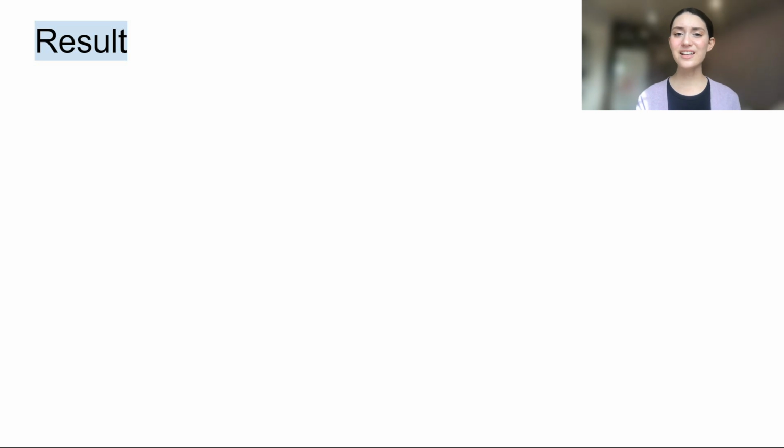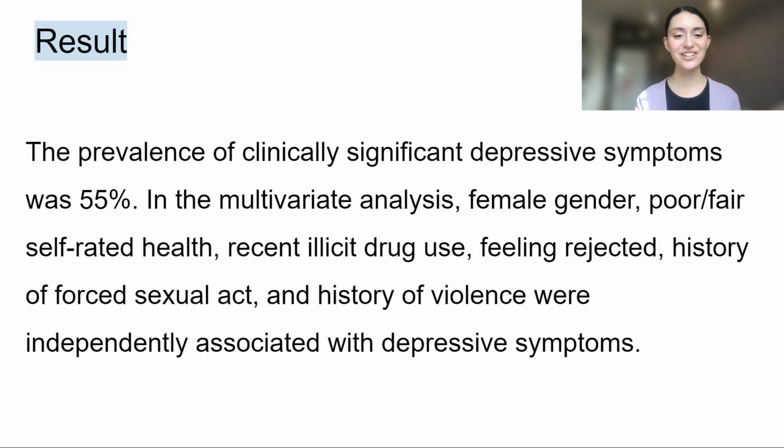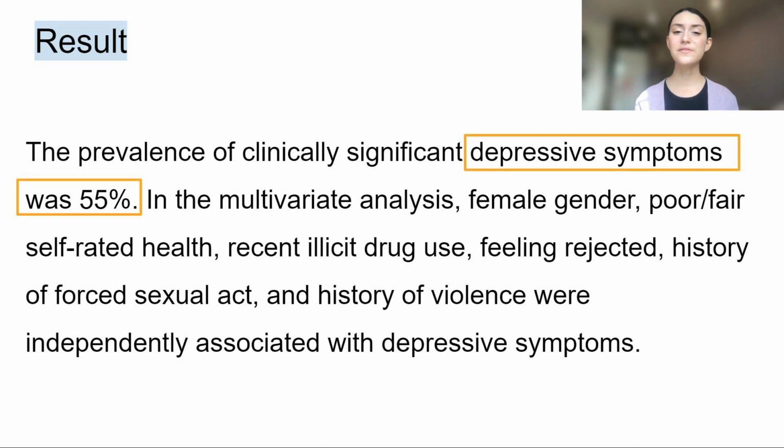The fourth part is the result. Ask yourself, what were the results of this experiment? Be straightforward. While numbers are appropriate here, avoid too many, as they can feel heavy and intimidating. Here is an example of a results section. Here, a key phrase is that depressive symptoms was 55%.